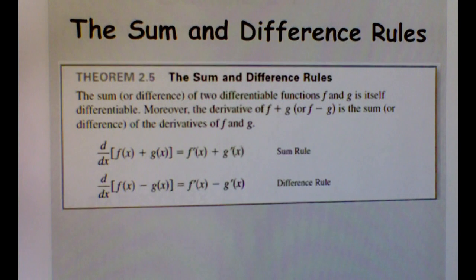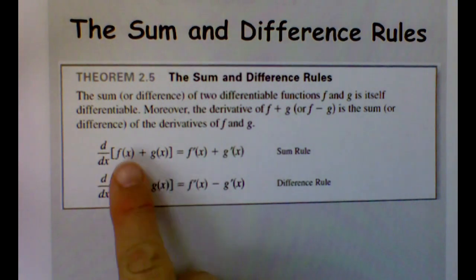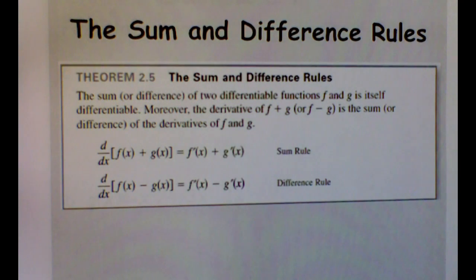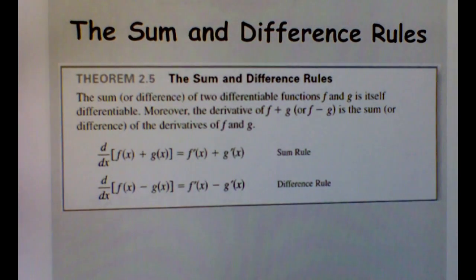Now we have some sum and difference rules. This should come as no surprise. The sum or difference of two differentiable functions, f and g, is itself differentiable. Moreover, the derivative of f plus g, or f minus g, is the sum, or difference, of the derivatives of f and g. Meaning that if I have some function where terms are added together, I can take their derivatives separately and just add them together. Same thing with subtraction. I take the derivatives separately and just subtract them.